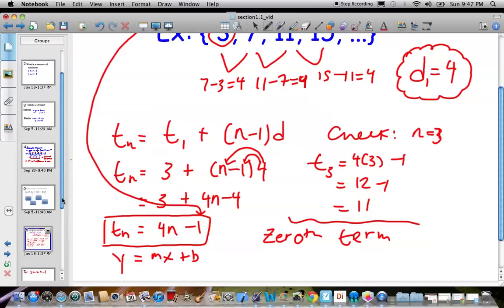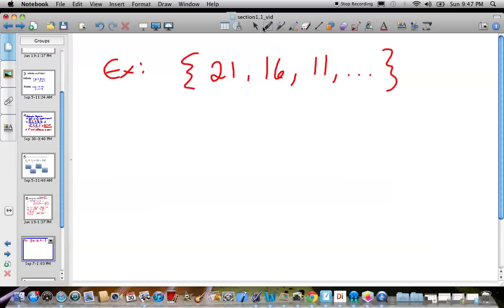So let's try another one to make sure we got this under control. Alright, so here's another sequence.